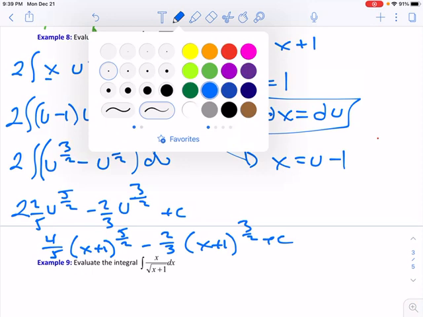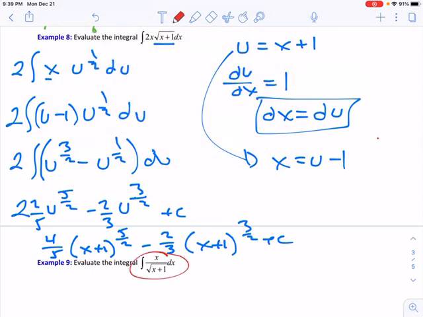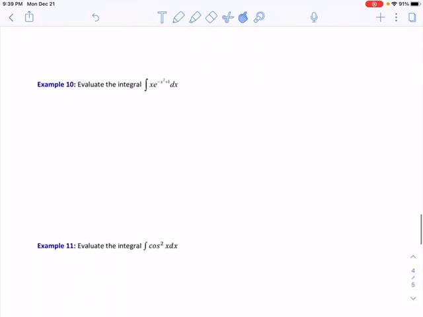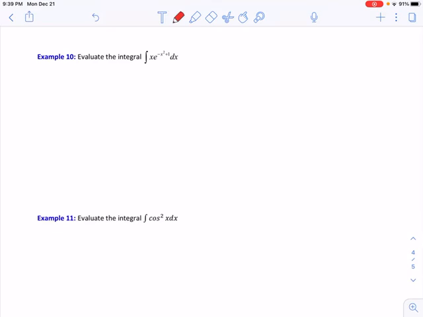Let's see. So this one is similar. See if you can figure out how to do that one. And let's just skip on to these last two, which are a little bit different. We haven't done any exponentials, so this one has an exponential in it. When you have an exponential function, 99.9% of the time, if not more, the u is going to be the exponent.